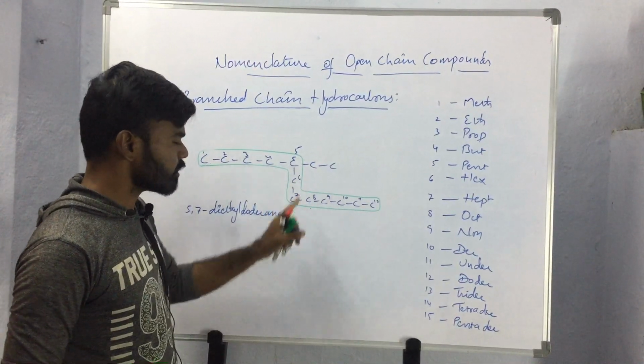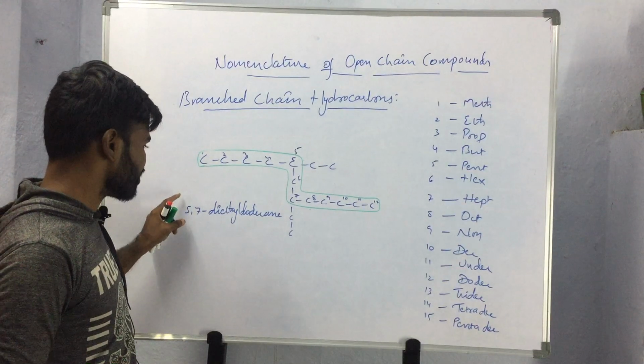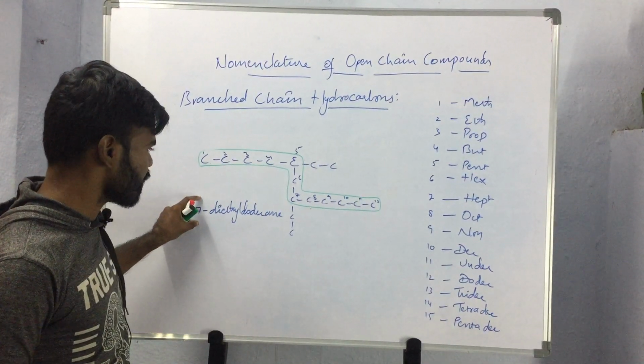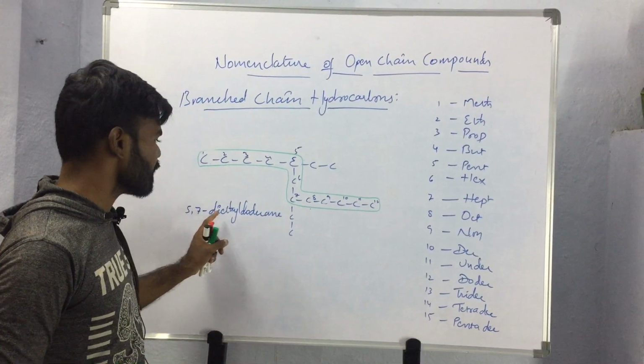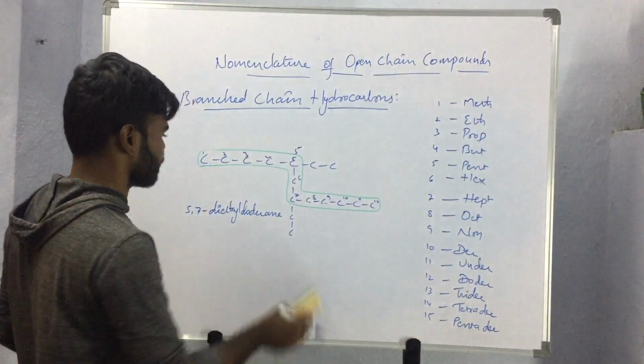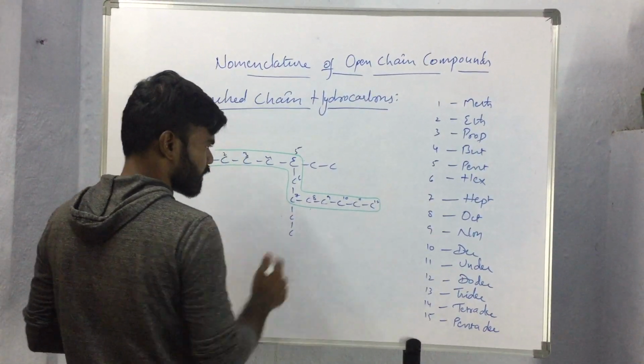of these branches or side chains will be designated by the numericals. One branch is on the 5th carbon atom, another branch is on the 7th carbon atom. So the name of the compound will be 5,7 diethyl dodecane. Let us consider one more example.